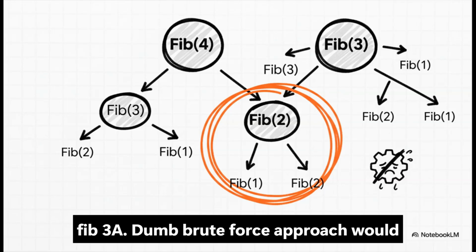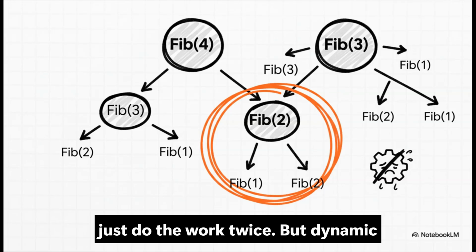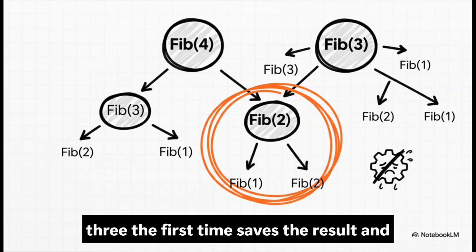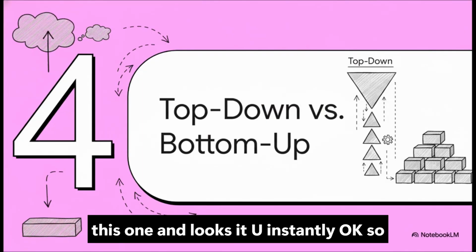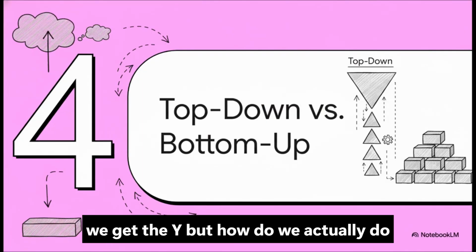A dumb brute force approach would just do the work twice, but dynamic programming is smart. It calculates Fib 3 the first time, saves the result, and the second time it just says, oh, I know this one, and looks it up instantly. Okay, so we get the why. But how do we actually do it?